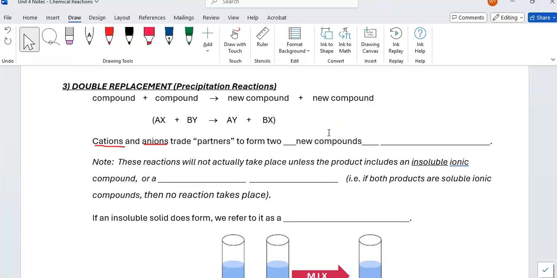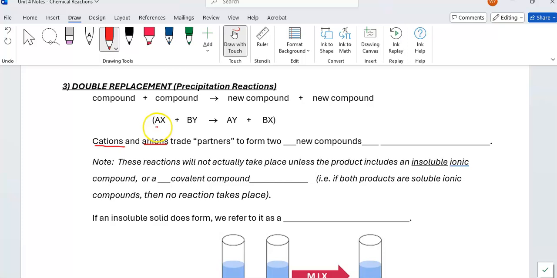All right. And we can say that these reactions are generally not going to take place. In other words, we can get a no reaction for this if it does not form an insoluble ionic compound or a covalent compound. So in other words, if both of these reactants are aqueous ionic solutions, and I put them together and I get two aqueous ionic solutions as products, that's not a reaction, okay?